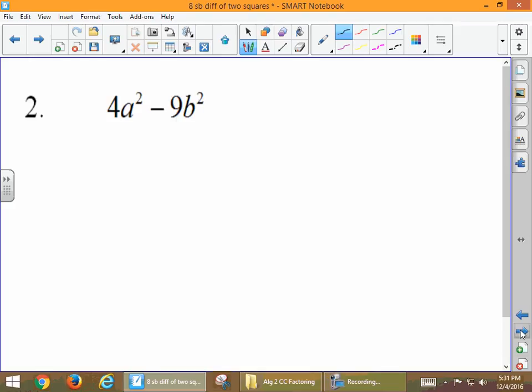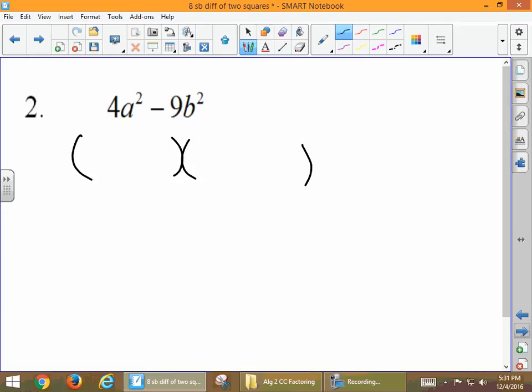When you look at these problems, you always want to make sure that there's a subtraction problem. Because if there's an addition problem, we cannot factor the problem. We did start off with a binomial, 2 terms. Binomial, 2 terms, bicycle, 2 wheels. 4a squared is 1 term, 9b squared is the second term.